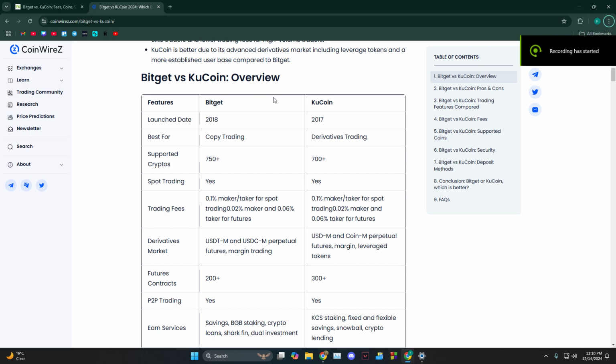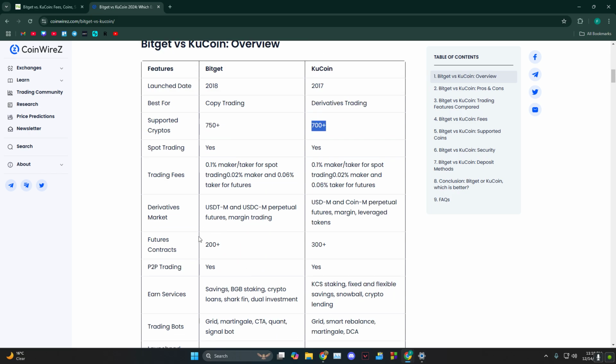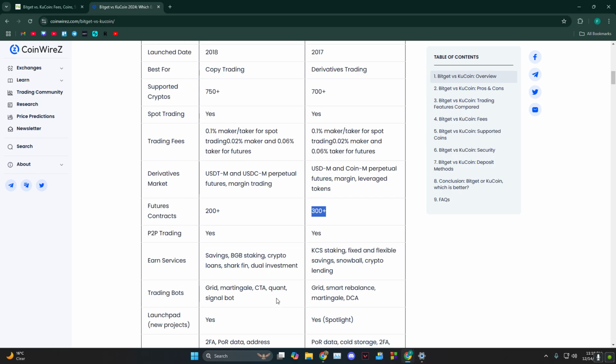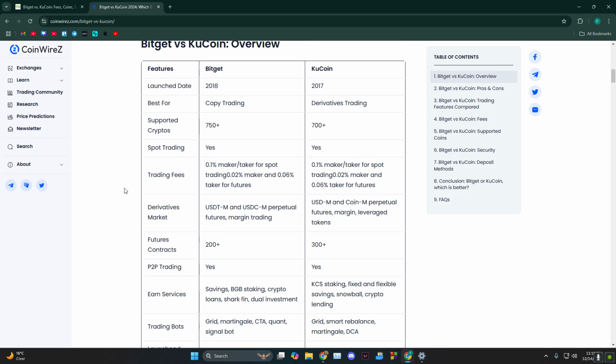This is a Bitget versus KuCoin overview of the differences. So let's dive straight into it. Bitget is best for copy trading, while KuCoin is best for derivatives trading. Bitget has 750 plus cryptocurrencies supported, while KuCoin is not much less, at 700 only. And then you can see futures contracts for Bitget are 200 plus, and for KuCoin it's 300 plus. And these are the main differences, but Bitget is licensed by Poland and KuCoin is not.